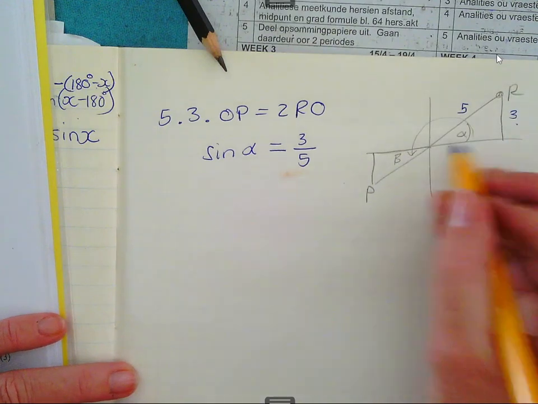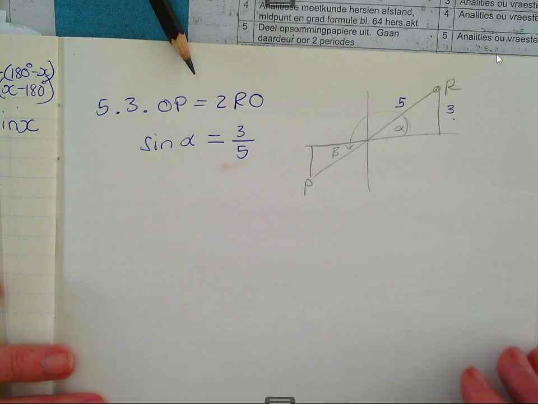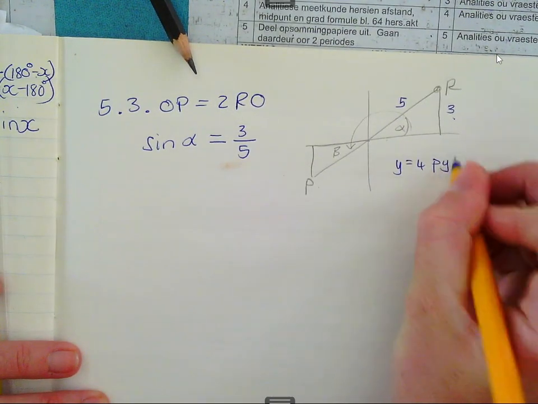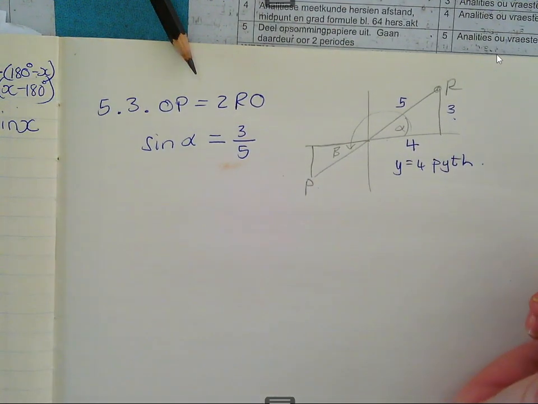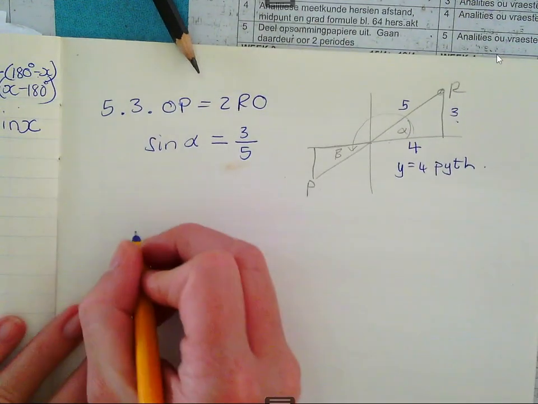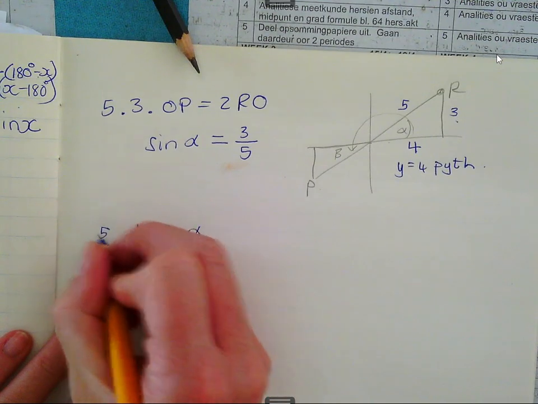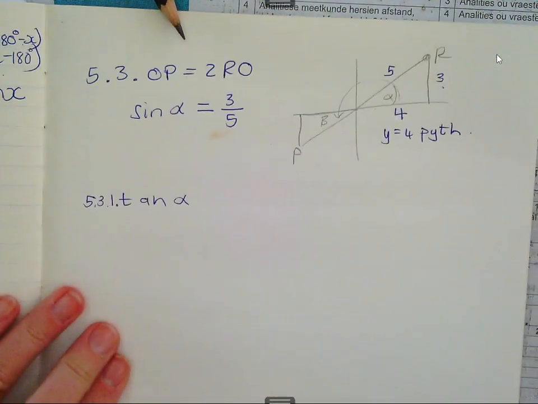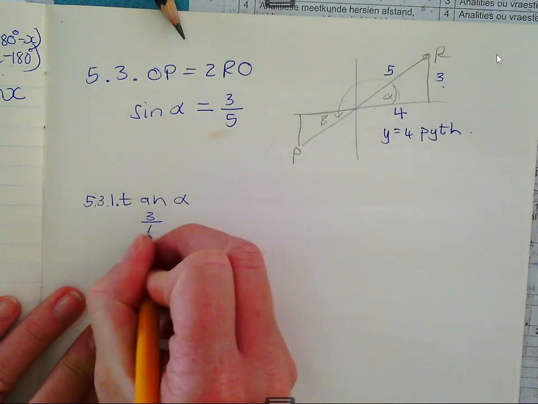Do you guys know what this length will be without calculating it even? Y is going to be equal to 4 because of Pythagoras. Now they're asking you to calculate tan alpha. You see, they're not asking you to calculate alpha because you're not supposed to use a calculator. So the tan of alpha will be opposite over adjacent. That's 3 over 4.